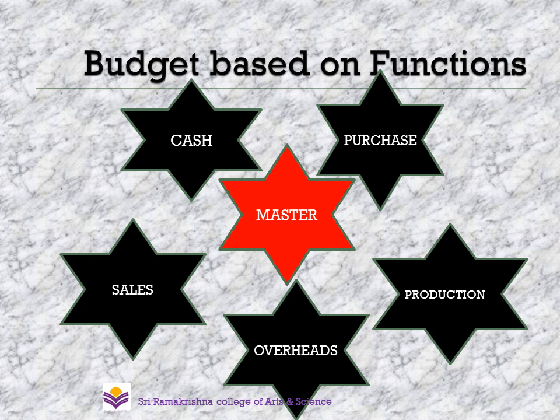So based on the functions, budgets are classified as cash budget, purchase budget, sales budget, overheads budget, production budget, and master budget. The term master budget is a combination of all other budgets prepared for a specific period. It shows the overall budget plans. It is prepared by the budget officer, and it requires the approval of the budgeting committee before it is put into operation.